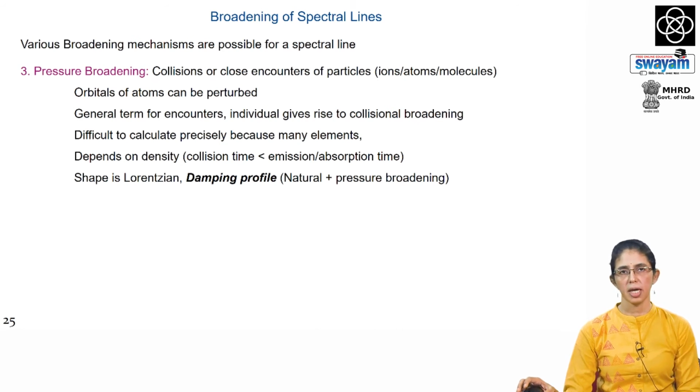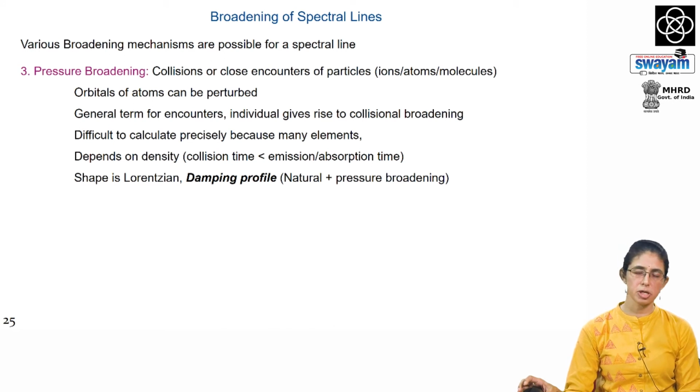The third important mechanism is pressure broadening. This broadening occurs because of the collisions or close encounters of particles. When two particles interact with each other, the orbitals or energy levels of these atoms can get perturbed. Collisional broadening is the term used for individual broadening, and since this is a statistical effect, the sum total of all these effects is known as pressure broadening.